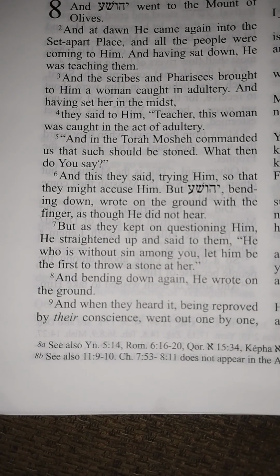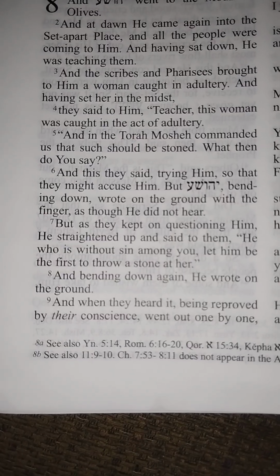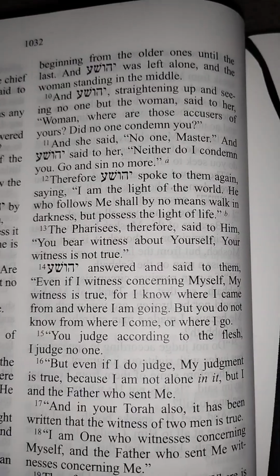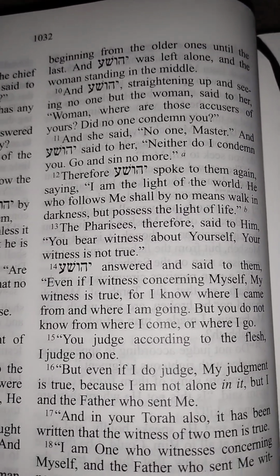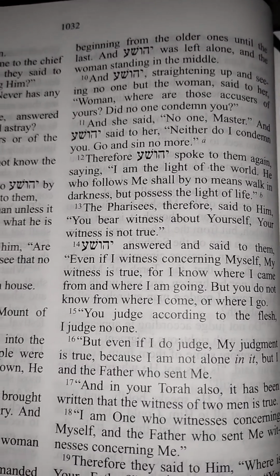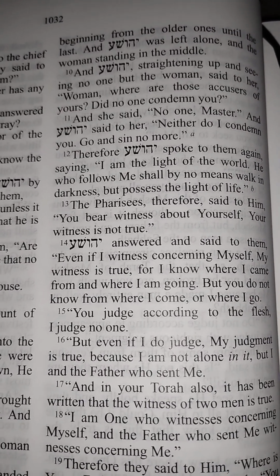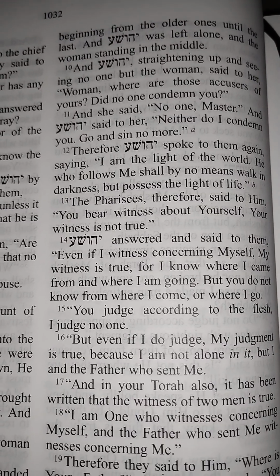And bending down again, he wrote on the ground. And when they heard it, being reproved by their conscience, they went out one by one, beginning with the older ones until the last. And Yeshua was left alone, and the woman standing in the middle. And Yeshua, straightening up and seeing no one but the woman, said to her, Woman, where are those accusers of yours? Did no one condemn you?